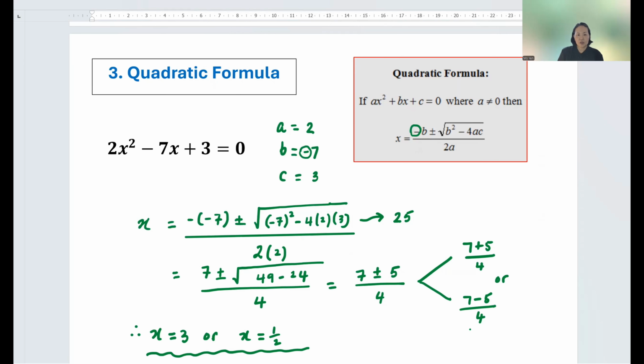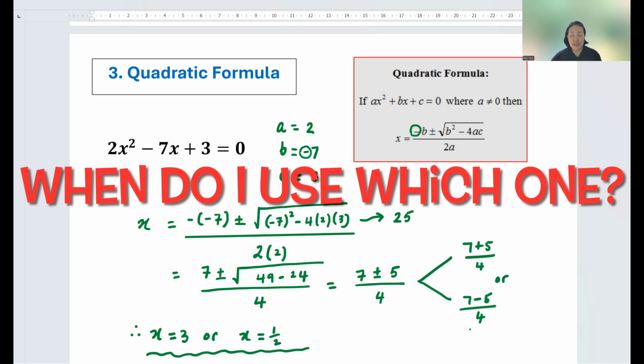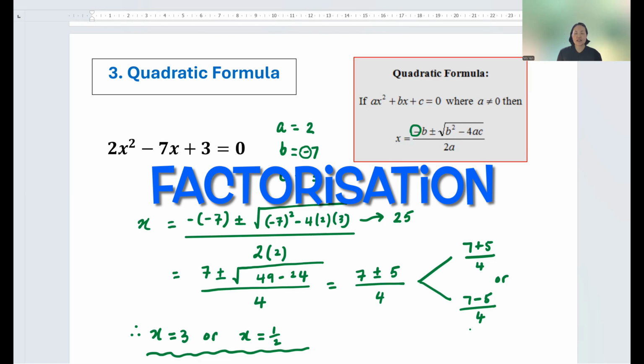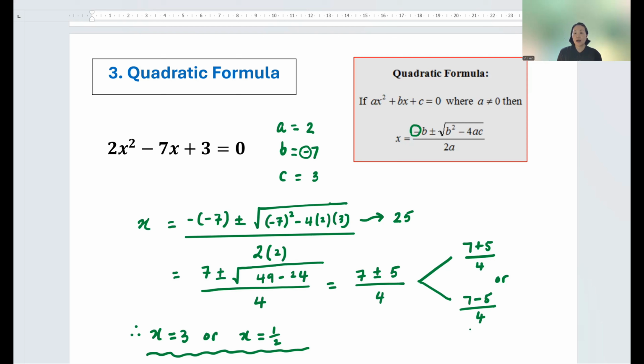So I've used 3 different ways to solve this quadratic equation, 2x squared minus 7x plus 3 equals 0, and I have all the same answer: x equals 3 or x equals half. Now, you might ask, when do I use which one? Use factorization as your number one choice. It could be a cross method, a fraction method, or a grouping method. Just choose what you feel comfortable with, because it's a faster way.